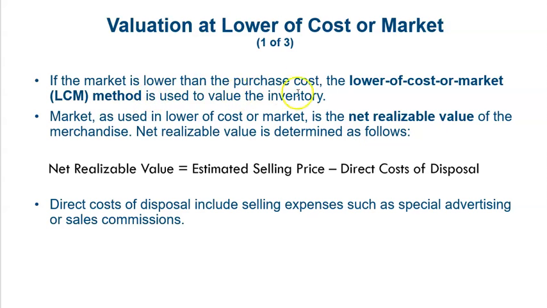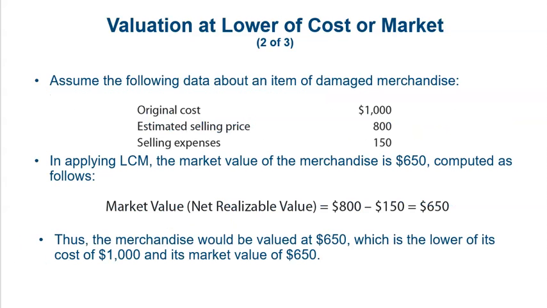So if the market is lower than the purchase cost, then the lower of cost or market method is used. We call this the LCM method. Market, as used in lower of cost or market, is the net realizable value of the merchandise. Net realizable value is calculated like this: the estimated selling price minus the direct cost of disposal. So that's your net realizable value. And direct cost of disposals include selling expenses such as special advertising or sales commissions. So those are costs that we can directly trace to that product, and they're considered direct costs.